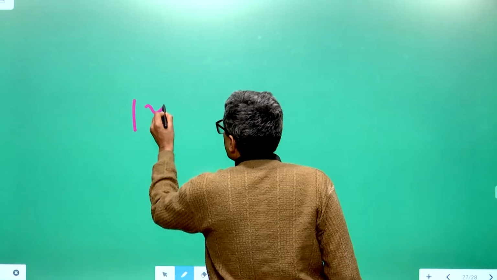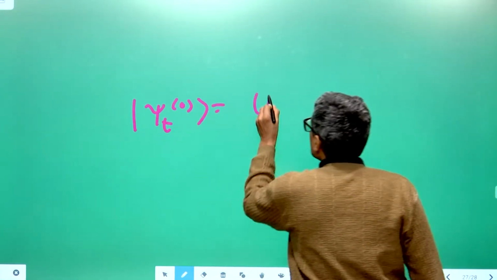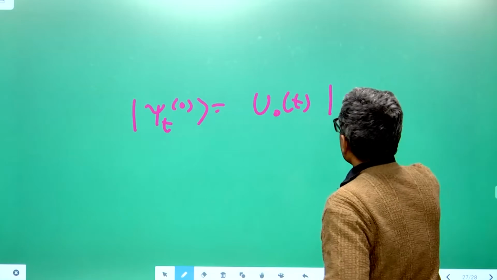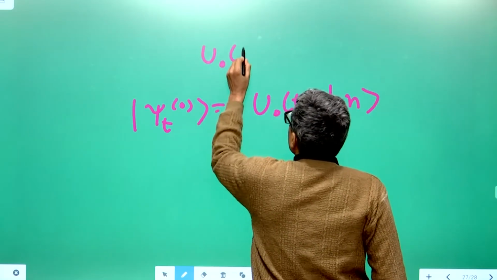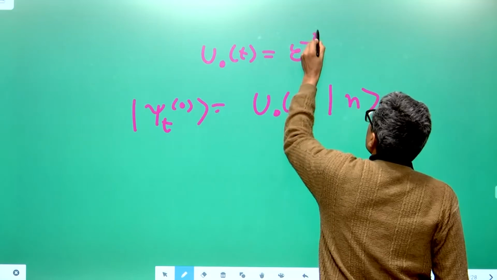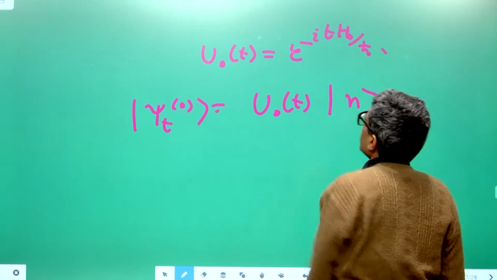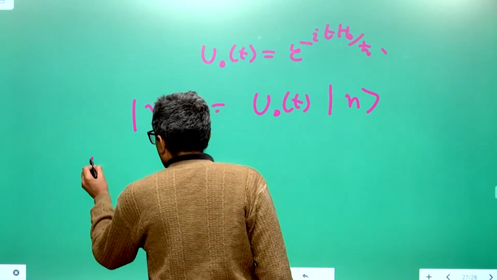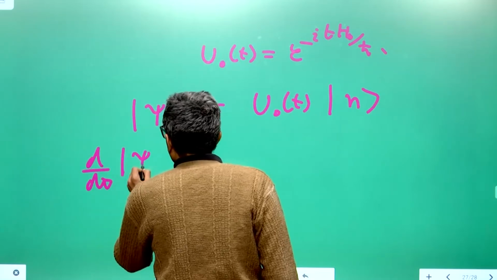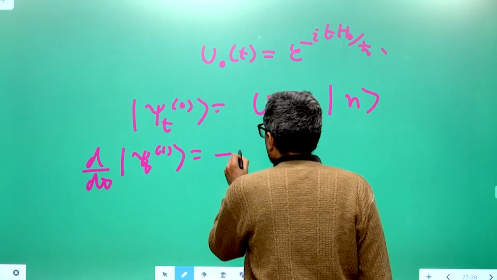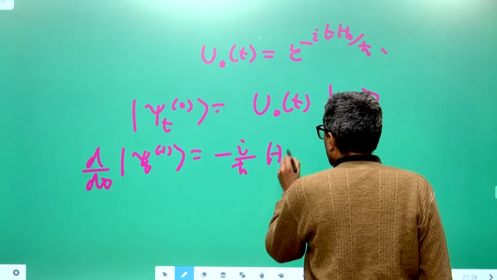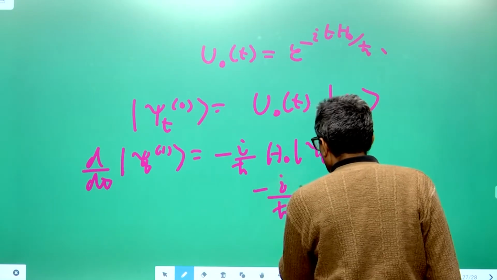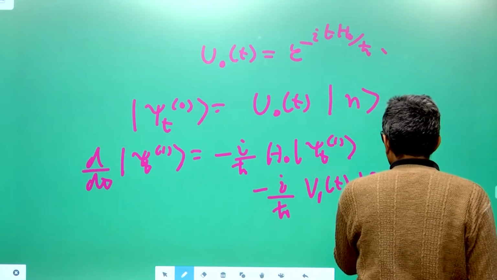You get that psi0(t) is equal to u0(t) acting on the initial state. Let us say the initial state is the state n, the stationary state n of the atom, and u0(t) is the evolution operator in the absence of any perturbation, e power minus i t h0 by h cross, the evolution operator of the electron in the absence of any external perturbations. What about psi1(t)? Psi1(t) satisfies the equation d by dt of psi1(t) is equal to minus i by h cross h0 acting on psi1(t) minus i by h cross into V1(t) multiplied by psi0(t).